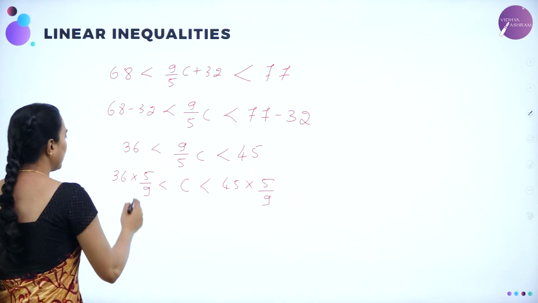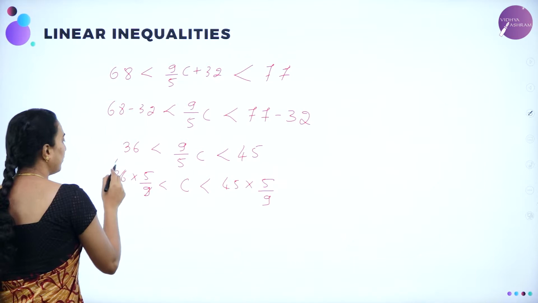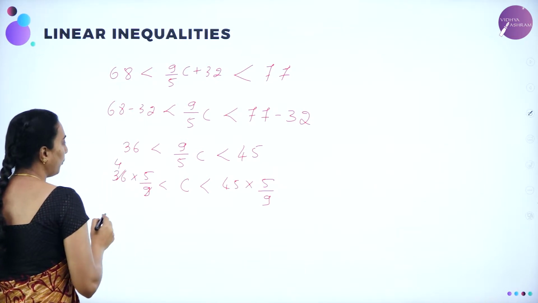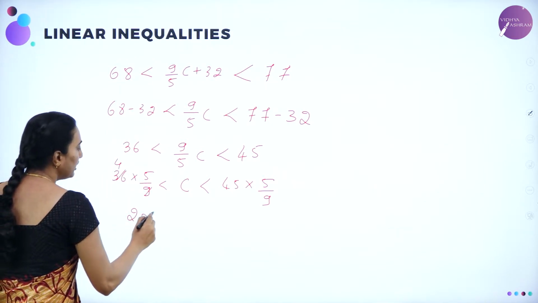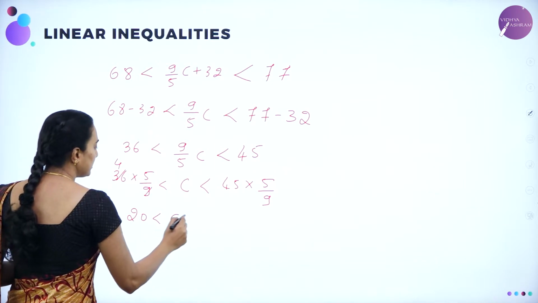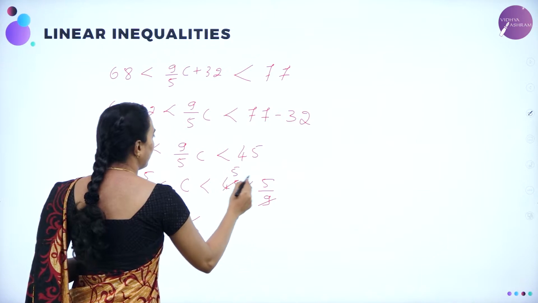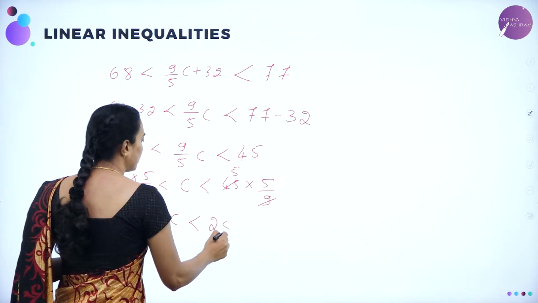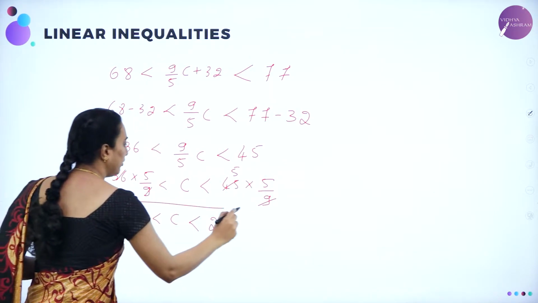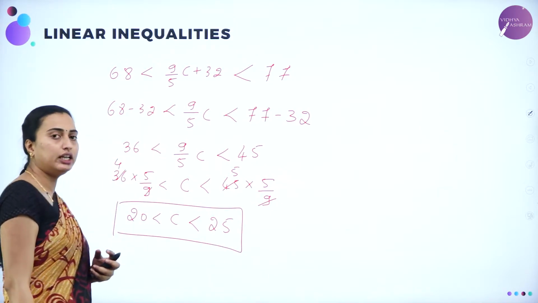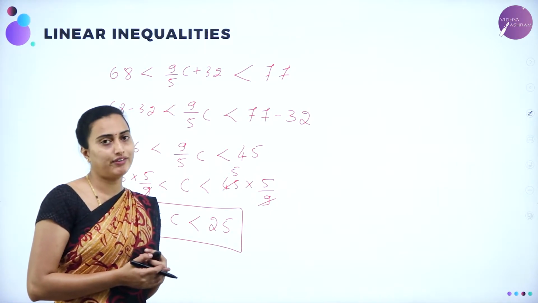Now here you can cancel: 9 ones are 9, 9 fours are 36, so 4 fives are 20, which gives 20 is lesser than C is lesser than 45 into 5 by 9. Here 9 fives are 45, so 5 fives are 25. Therefore, this is your answer. C will be greater than 20 degree and lesser than 25 degree.